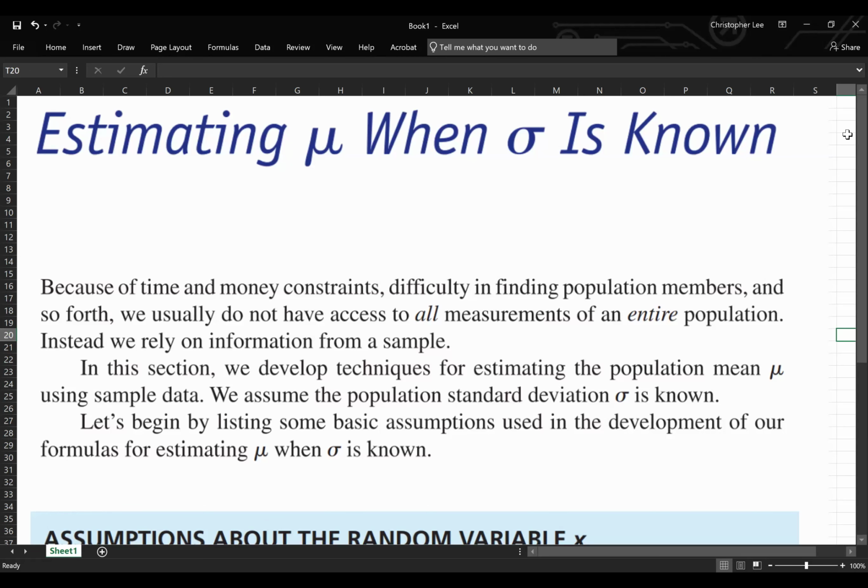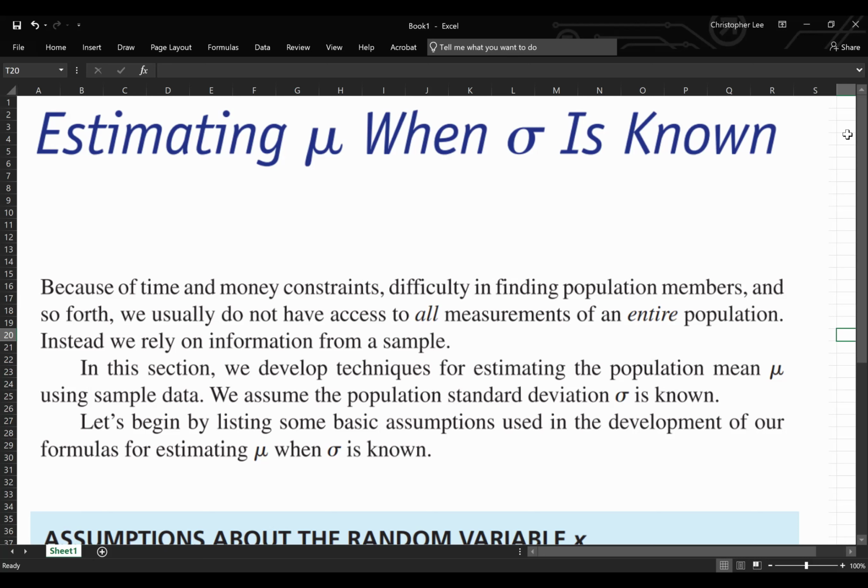So now we're getting to a new topic called estimation. We want to talk about estimating mu when sigma is known. Because of time and money constraints, difficulty in finding population members, and so forth, we usually do not have access to all measurements of an entire population. Instead, we rely on information from a sample. In this section, we develop techniques for estimating the population mean mu using sample data. We assume the population standard deviation sigma is known.